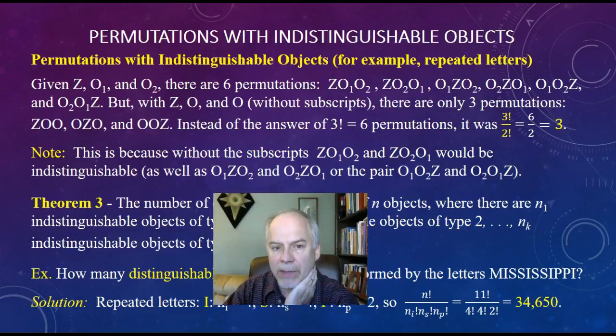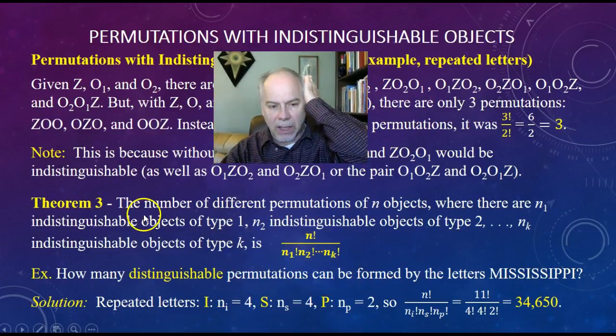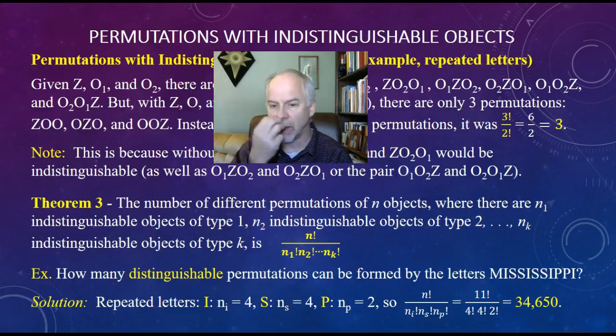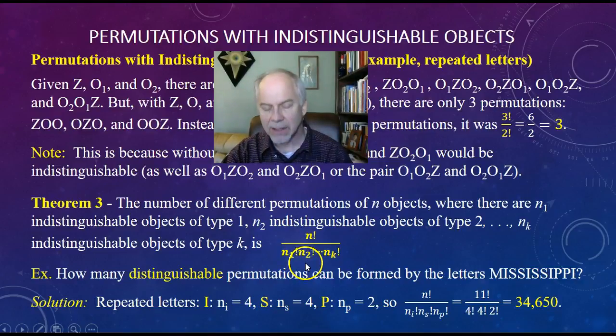Okay. Now, in general, the theorem says the number of different permutations of n objects where there are n1 indistinguishable objects of type 1, n2 indistinguishable objects of type 2, etc. You might have a third indistinguishable object, whatever. The formula is n factorial divided by, notice we're dividing using that division rule, by each of the things that are indistinguishable. How many things are indistinguishable? Okay, so here's an example.